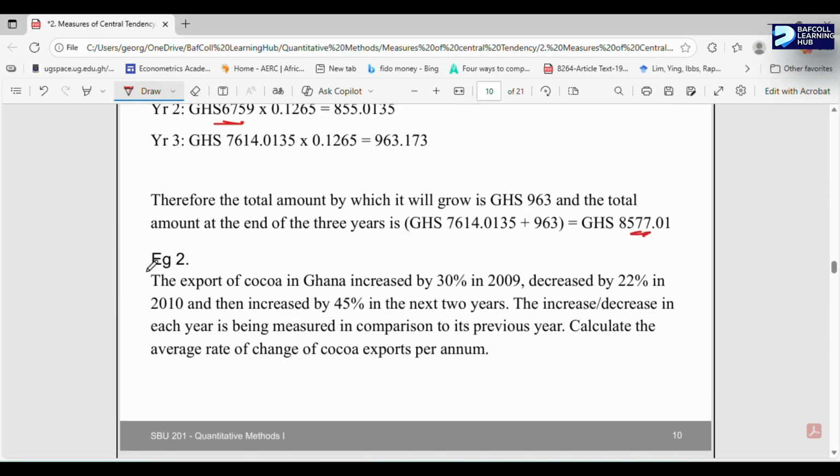So the next question that we are having is that the export of cocoa in Ghana increased by 30% in 2009, decreased by 22% in 2010, and then increased again by 45% in the next year. The increase or decrease in each year is measured in comparison to the previous year. Calculate the average growth rate of change of cocoa exports per annum. Alright, so we are computing the average growth rate, and in this instance too, we are going to leverage on the geometric mean.